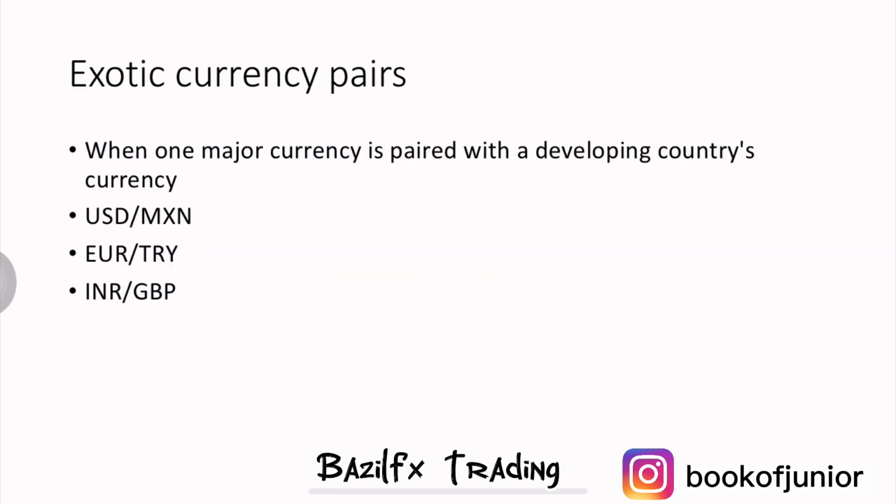Then from here we have the exotic pairs. When one major currency is paired with a developing country's currency, that is called an exotic pair. Like we have USD/Mexican peso. Then here we have EUR/TRY, the Turkish lira, euro Turkish lira. Then we have the Indian rupee and GBP, GBP/Indian rupee. So these are called exotic pairs.